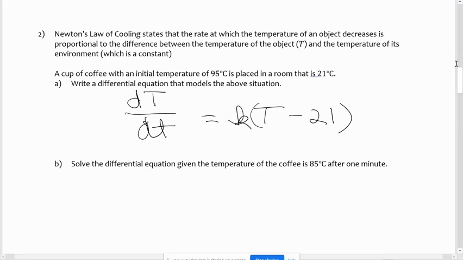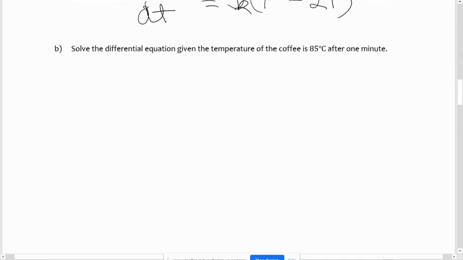Now we're going to solve this. And just like we did on all the other ones, we got to get the capital T's on one side and the lowercase t's on the other side. So we would get the antiderivative of, so I'm going to bring the T minus 21 over to the left, so I have to divide that. So it'd be dT over T minus 21. Kick the dt over to the other side, so that would just be k dt.